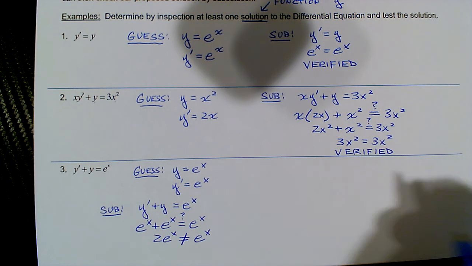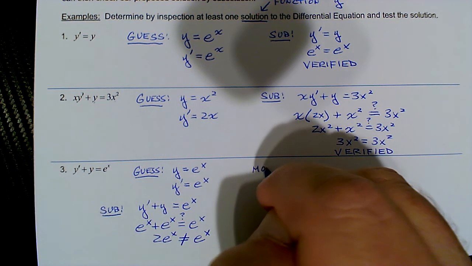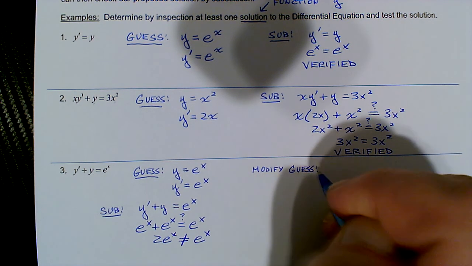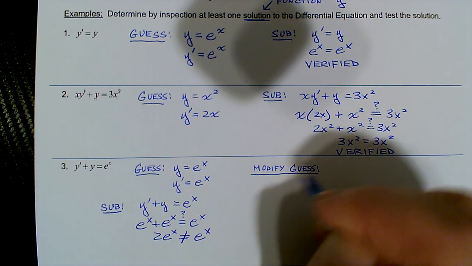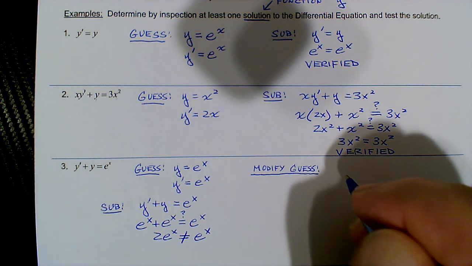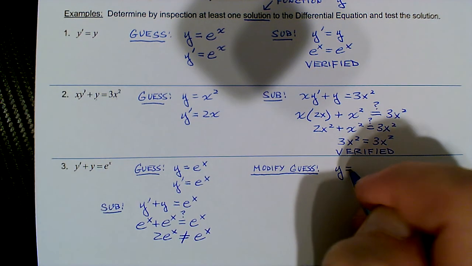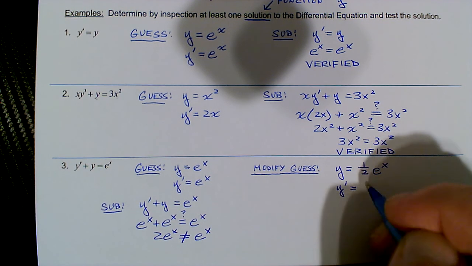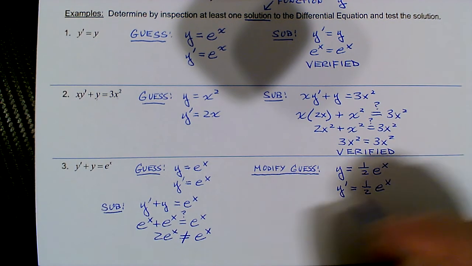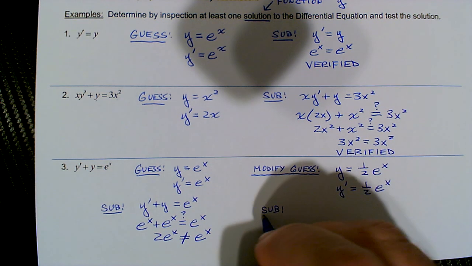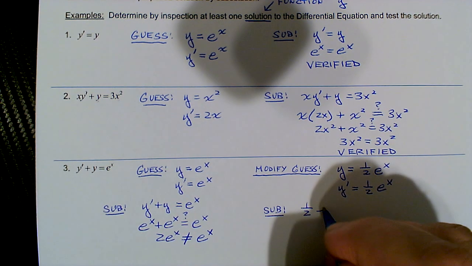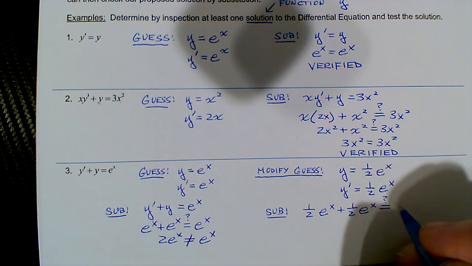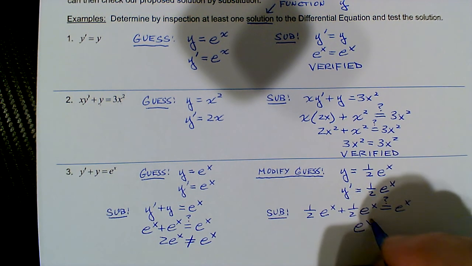We can pretty much assure we're on the right track, except we basically ended up with twice as much as what we need. So a good guess at this point would be 1/2 e to the x. And then y prime is 1/2 e to the x. And upon substitution, we'd have 1/2 e to the x plus 1/2 e to the x. Is that equal to e to the x? And yes, e to the x equals e to the x. So therefore it's verified.